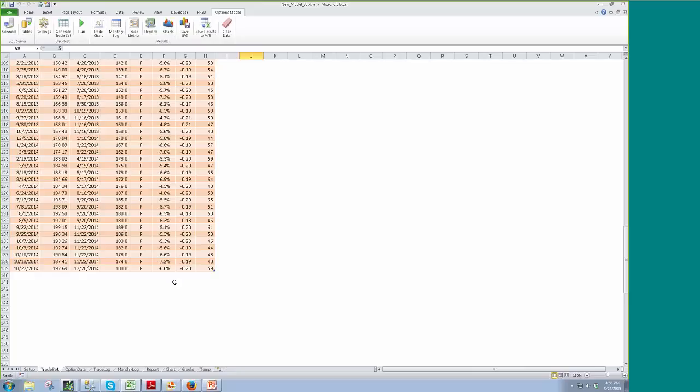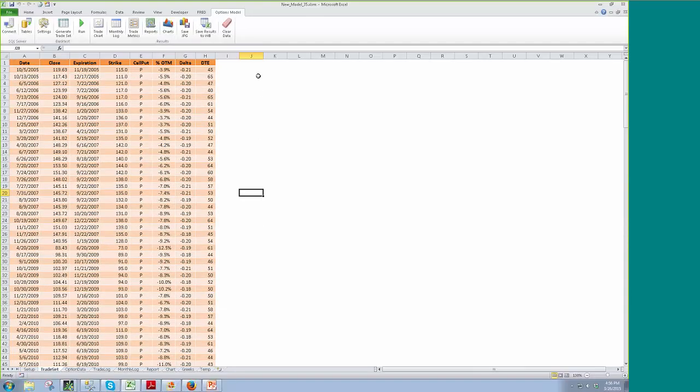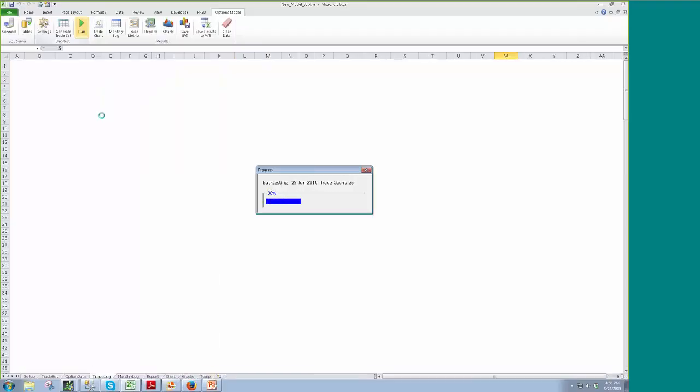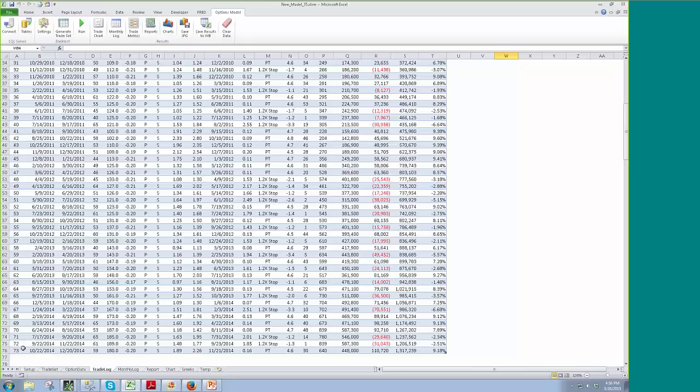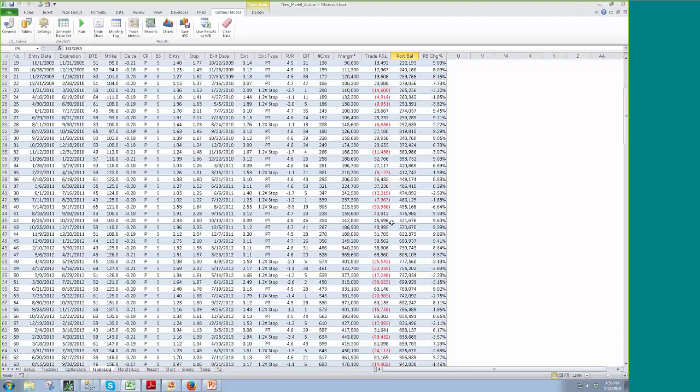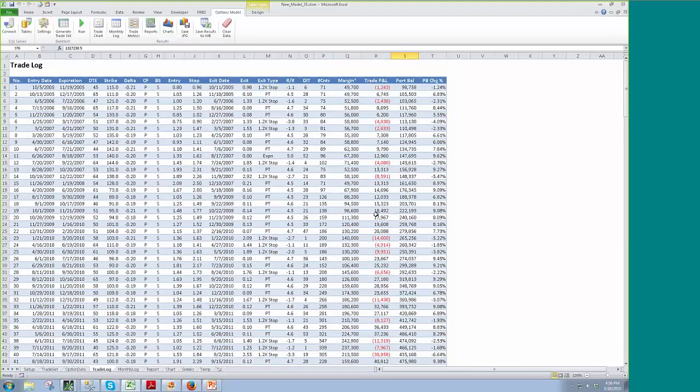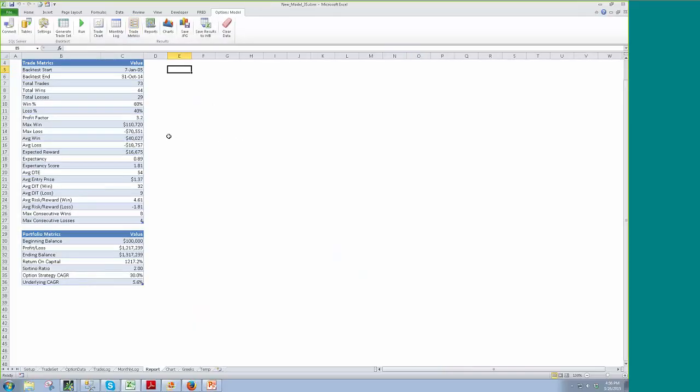So anyhow, we came up with about 138 potential trades, and if we backtest those, it takes 73 trades. So we start out with 100,000. We end up with 1.3 million after 10 years, and you can see what we did here. If we look at the trade metrics, it's easier to just look at the trade metrics.